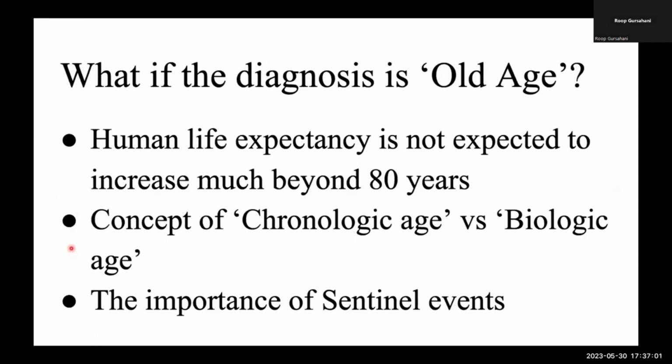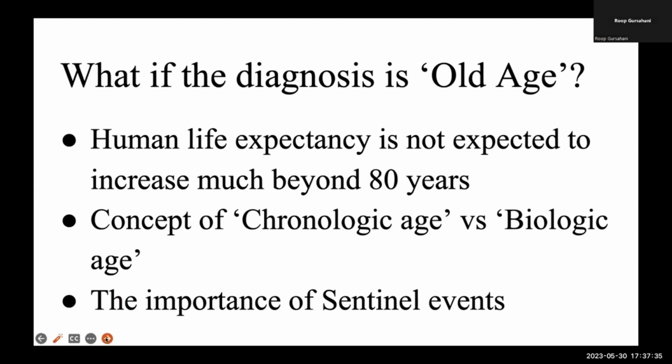We change gears here to old age. Remember that human life expectancy is not expected to go much beyond 80 years, regardless of whatever you may read. And even there, you do have the concept of chronologic age versus biologic age. So you may have individuals who are 90 and look 70, and you have people who are 70 and look 90. So we need to keep that in mind also, but roughly around 80 years is where all of us need to think that, well, maybe it won't be much longer than that.